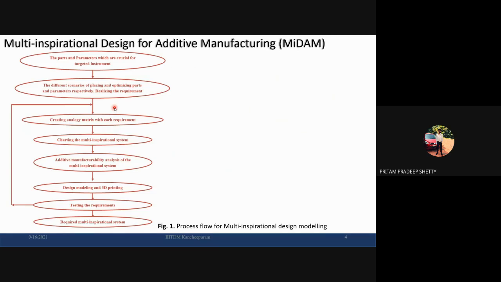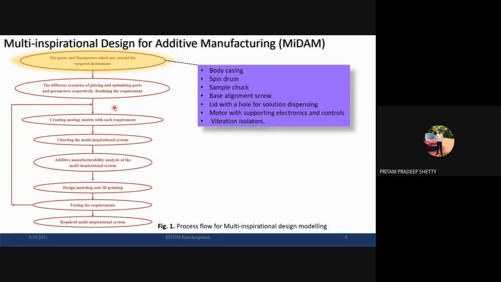So I will go through the process flow for bio-inspirational design modeling. The first thing we have to do is study the parts and parameters which are crucial for the targeted instrument. As sir showed in the previous example, the electrical plug, socket, and switches, you know what you want to do, basically all the aspects and parameters of the system you want to build. You should be very clear about it, so you have to chart that out.